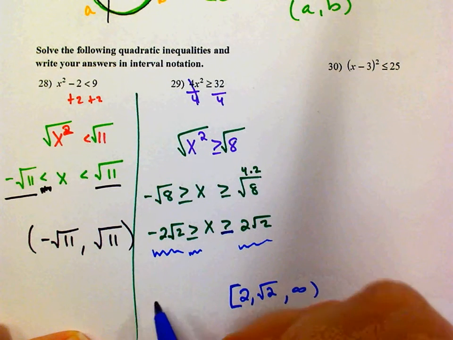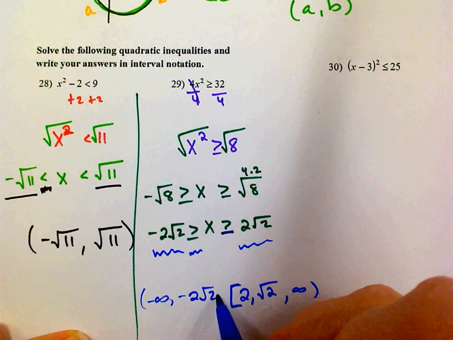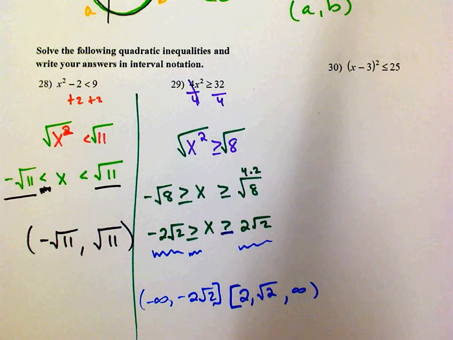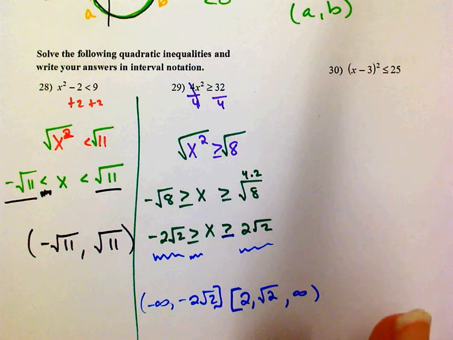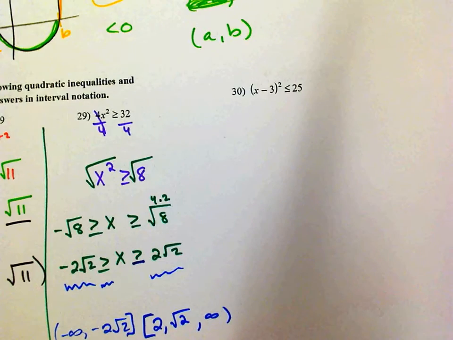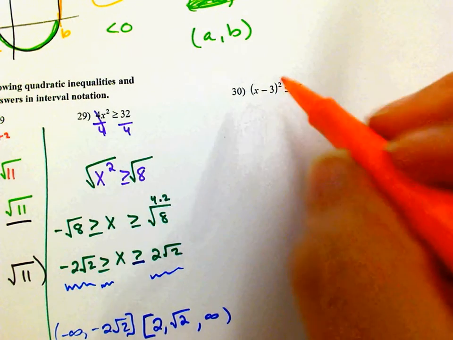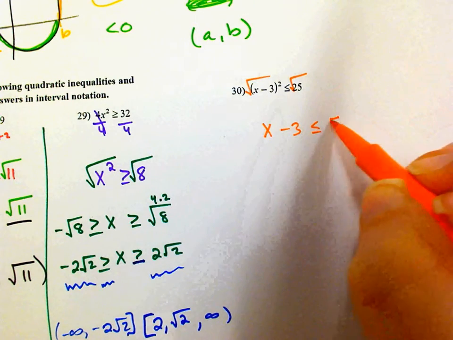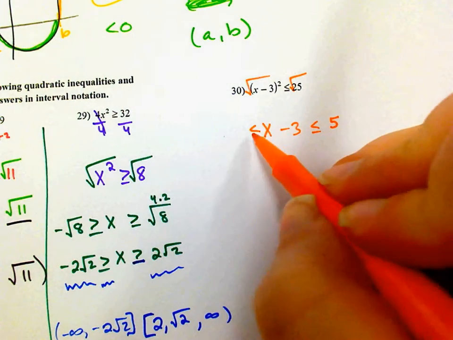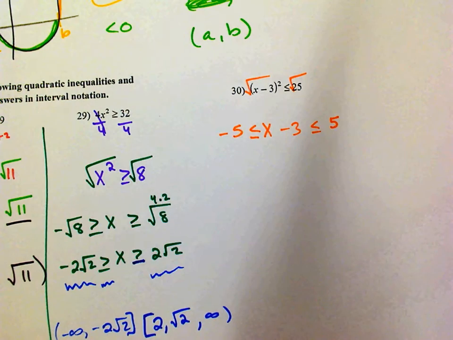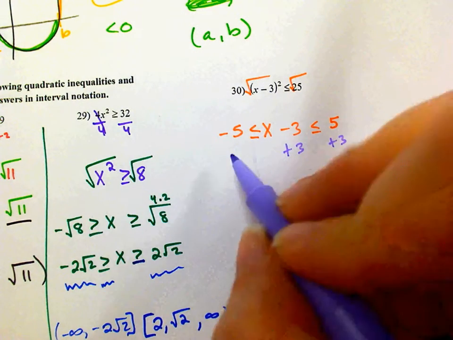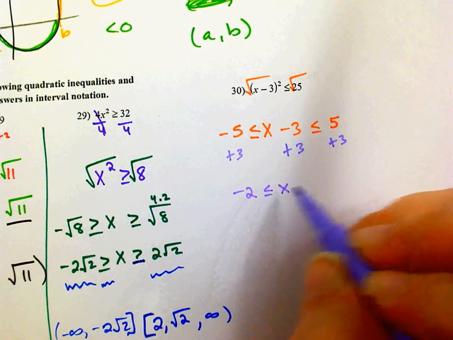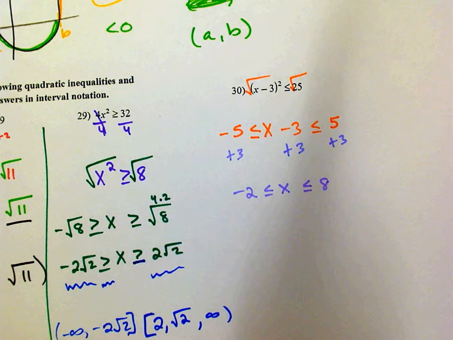Now on 30, I want to get rid of the square, so square root before anything else. So x minus 3 is less than or equal to the positive square root of 25. But when I take a square root, there's 2 answers, so now I've got the negative square root of 25, which is negative 5. I need to get x by itself, so I'm going to add 3 to everything. And I'm left with negative 2 is less than or equal to x, which is less than or equal to 8. So then I ask myself, does this make sense? Is negative 2 less than 8? That is a true statement, which means it's between the two numbers. They are working together. Oh, brackets.